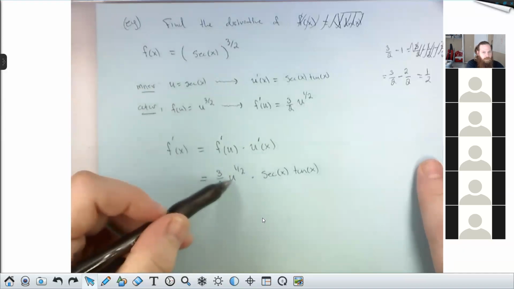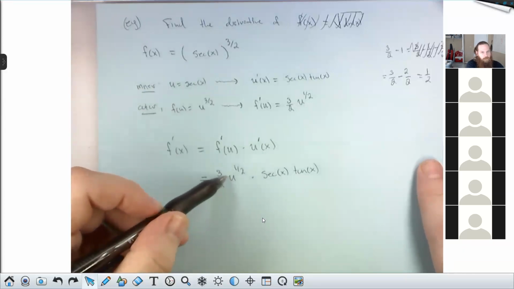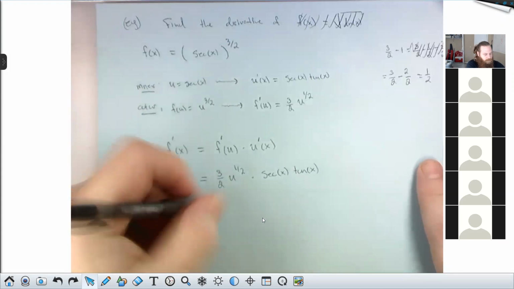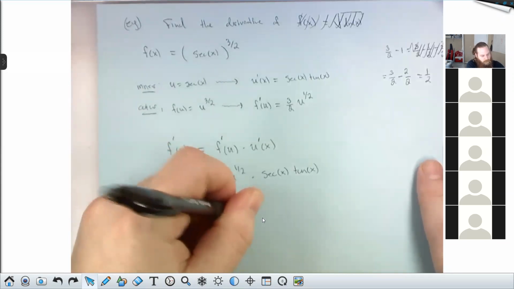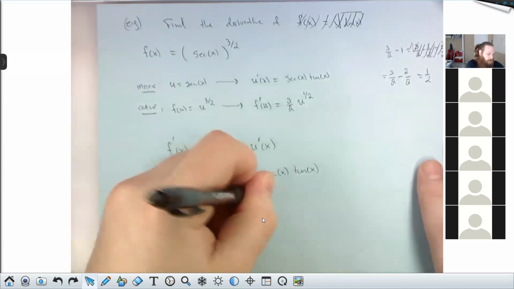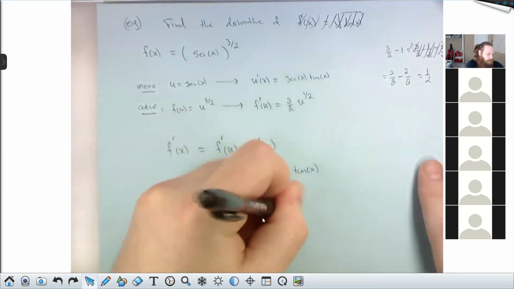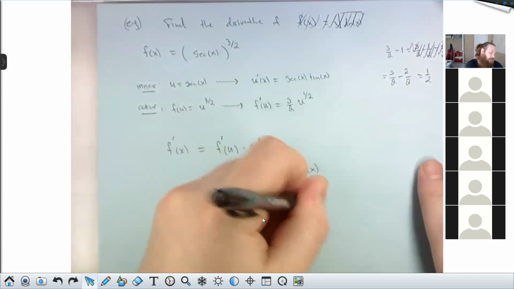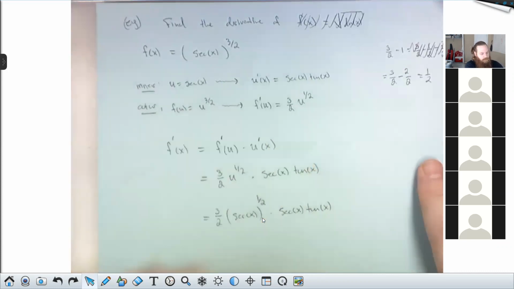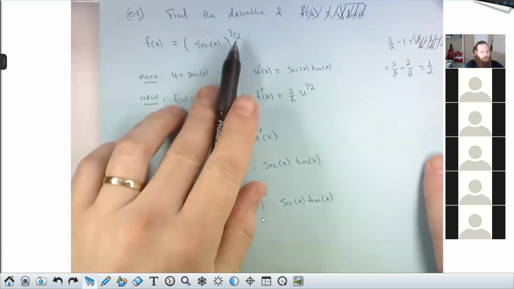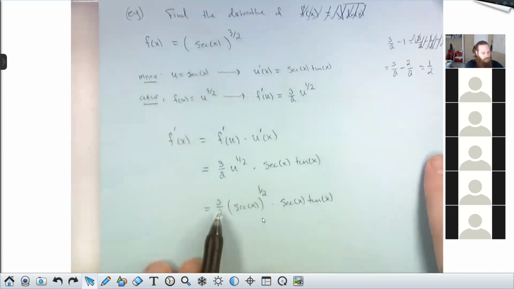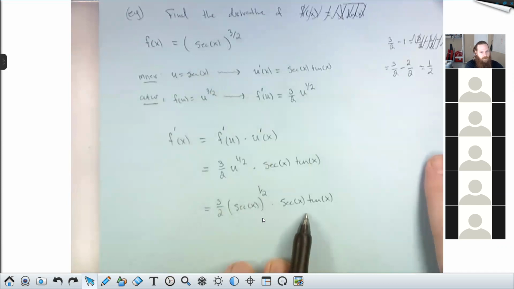And then we have to plug back in for this u. What was this u? It was secant x. So this is 3 halves times secant x to the 1 half times secant x tangent x. And you can see what happened here, right? I differentiate the 3 halves power, leaving the inside alone. And then I multiply by the derivative of the inside.